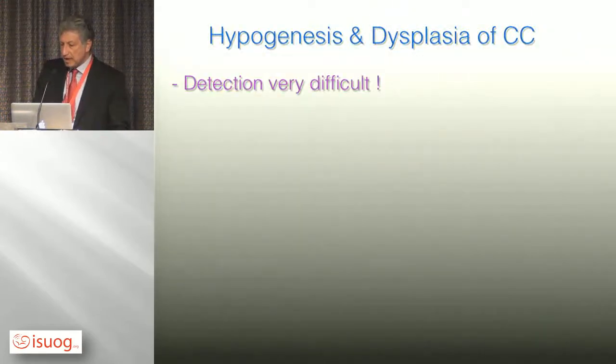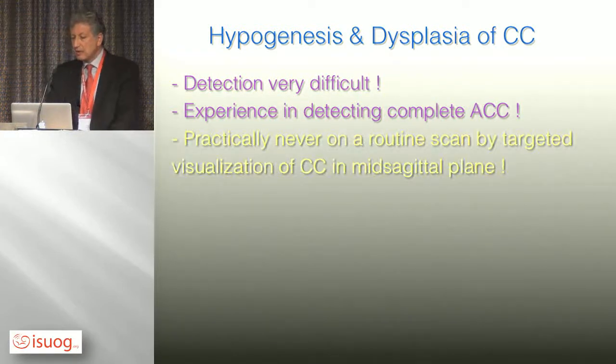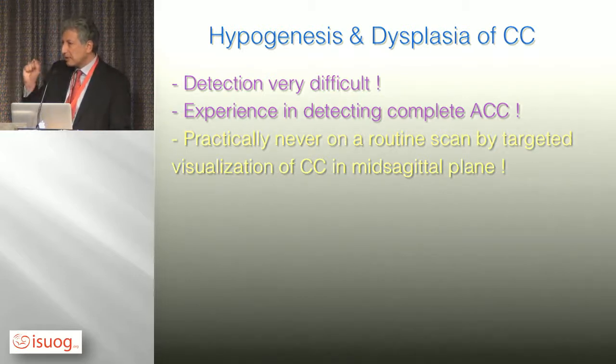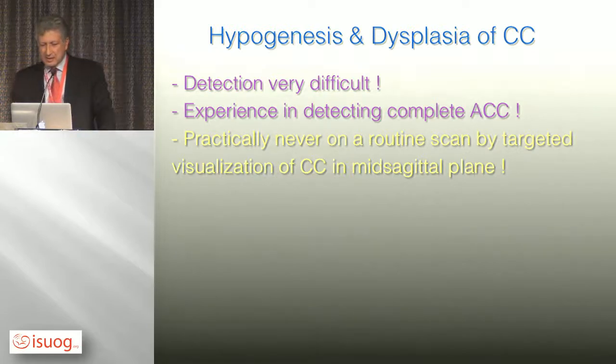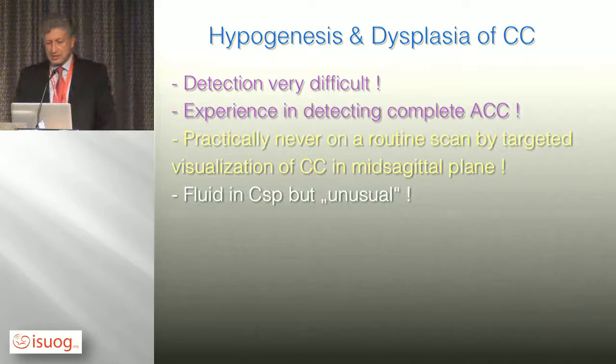Now, what about hypogenesis and dysplasia? The detection is actually very difficult, and you really need experience in detecting complete agenesis of the corpus callosum. In my experience, I never detected an abnormal corpus callosum by a normal axial plane, only by getting to this plane and checking the length or the thickness. In general, you always have some additional things you don't like on the axial view, but you need experience in detecting complete agenesis.